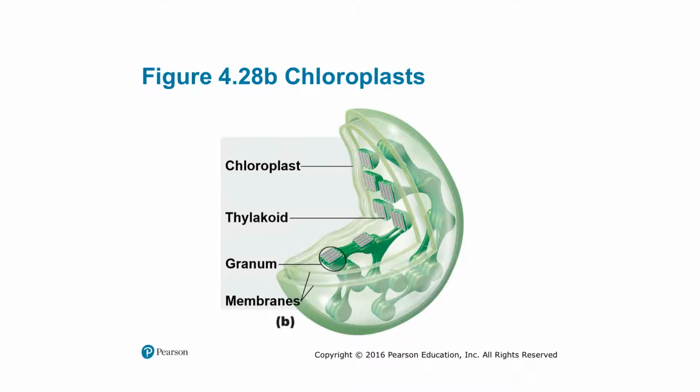You can see that they are stacks. The thylakoids are these individual stacks, and the grana are these multiple stacks. There is a double membrane, but it's not really as important as the double membrane that we have in the mitochondria.